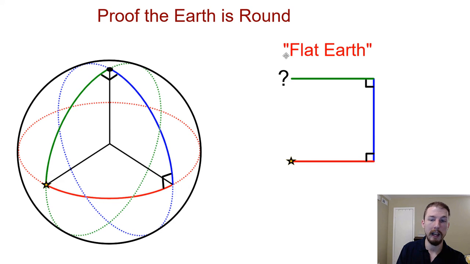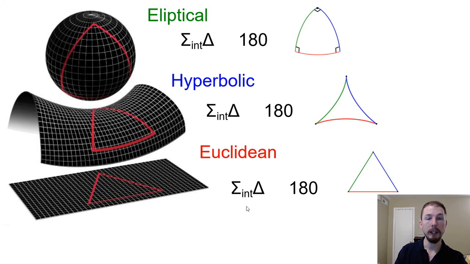However, if the Earth was flat, we'd have to do that a fourth time, which we don't have to because the Earth is round, and the sum of the interior angles of the triangle is actually 270 degrees instead of 180 degrees, depending on the curvature of the Earth. So that brings us into three different types of geometry: elliptical, hyperbolic, and then Euclidean, which is what we usually stick with for the rest of the year. So with the elliptical, the sum of the interior angles of a triangle is going to be greater than 180 degrees, as you can see here.